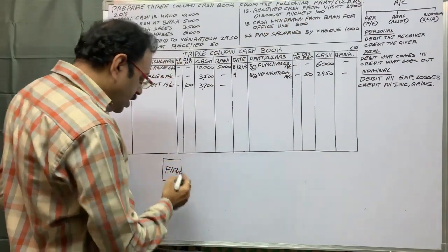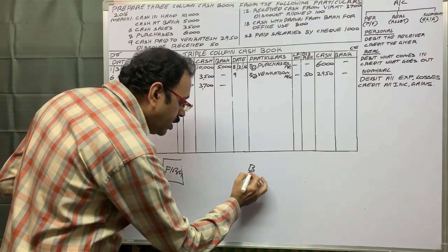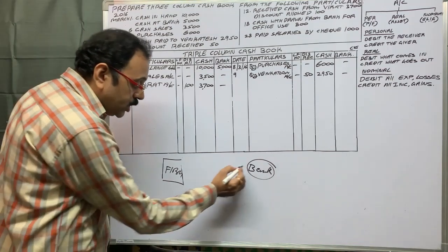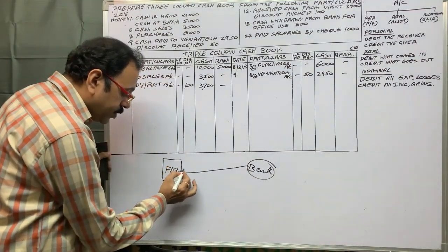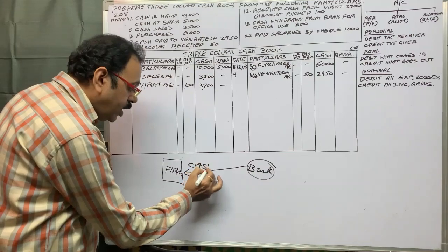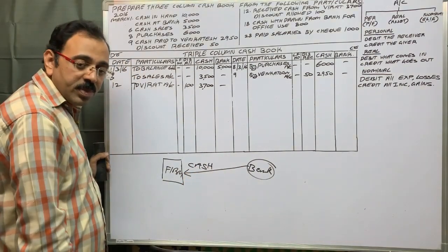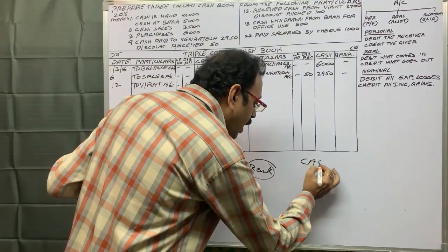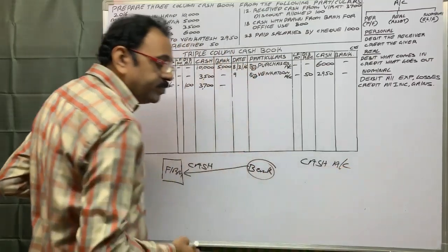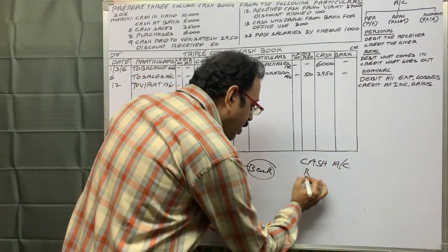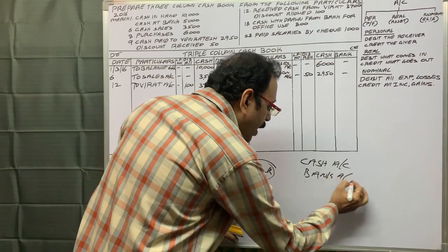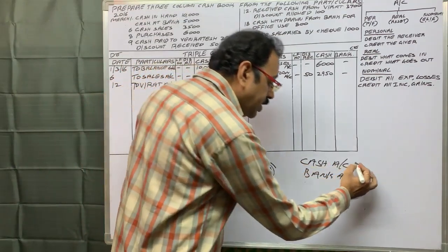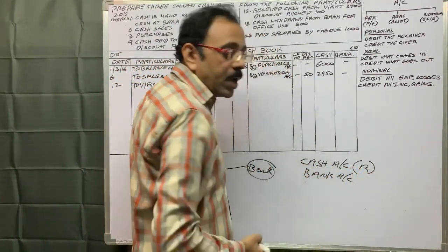So what happened here? The firm is maintaining one bank account. For office purposes, we withdrew money from the bank. So cash is coming into the firm. Two accounts we have to pick up now. Since cash is coming to us, cash account is one account. And from the bank we are taking that cash, so bank account is another account.